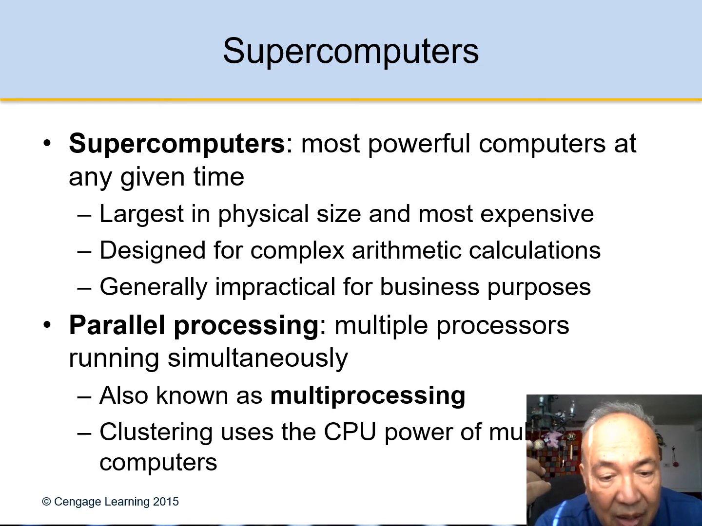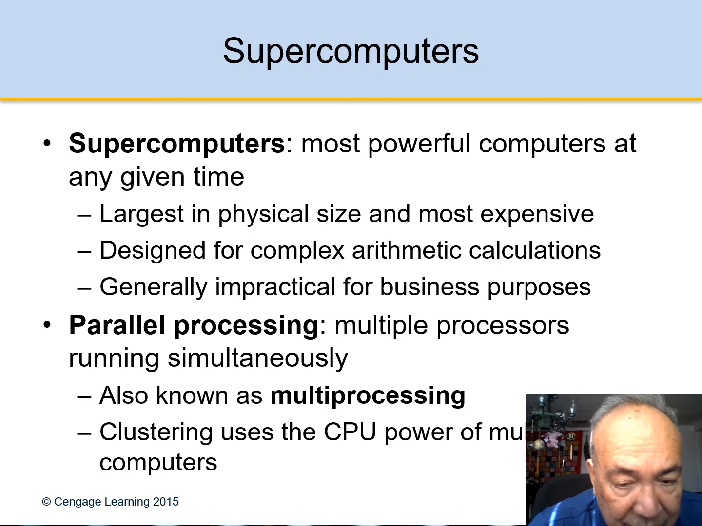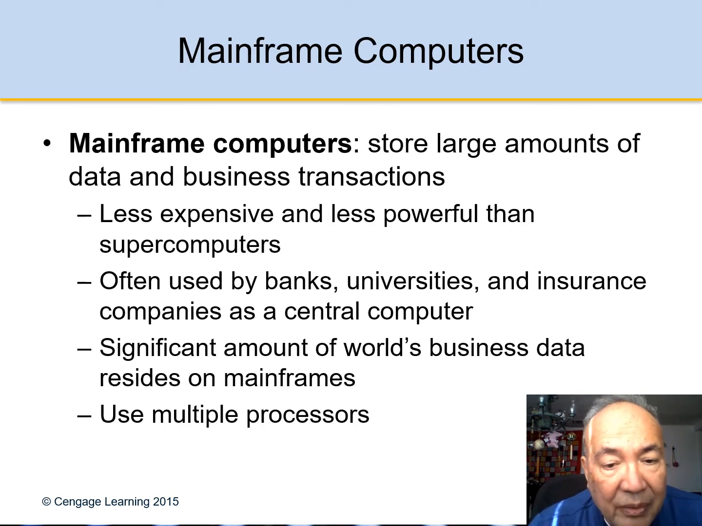Okay, they can also do parallel processing. They have multiple processors running simultaneously, also known as multi-processing. Clustering uses the CPU for multi-processing. Okay, and then you have the mainframe computers, which store large amounts of data and business transactions.